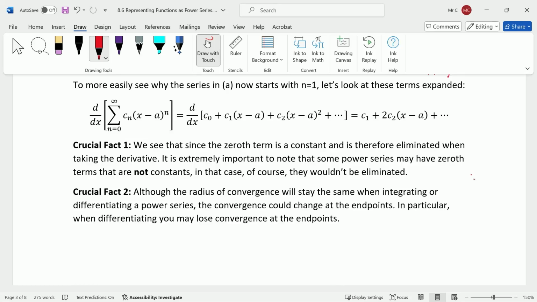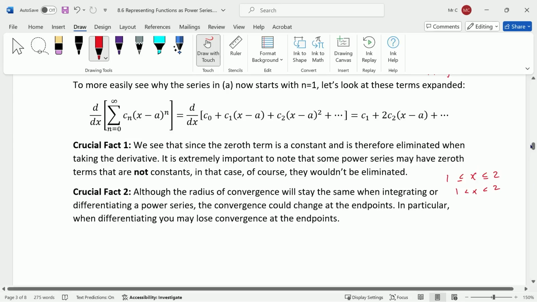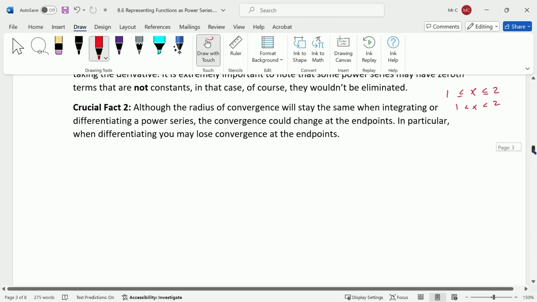If I had, say, x greater than or equal to 1 and less than or equal to 2, and I differentiate the power series, my interval of convergence might change to say x is strictly greater than 1 and strictly less than 2. Something like that. So if you need to know whether a power series derivative converges at the endpoints, then you will have to check that separately. And of course, we already have previous tools for doing that.